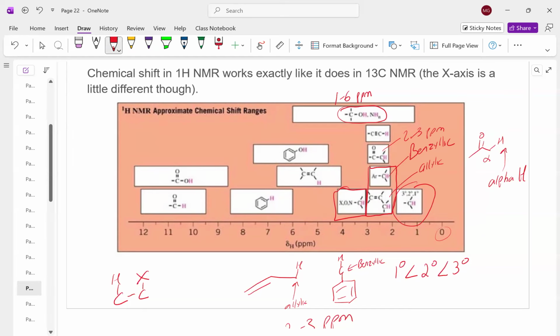And then kind of the last weird one, we saw this with carbon NMR as well, are terminal alkynes.